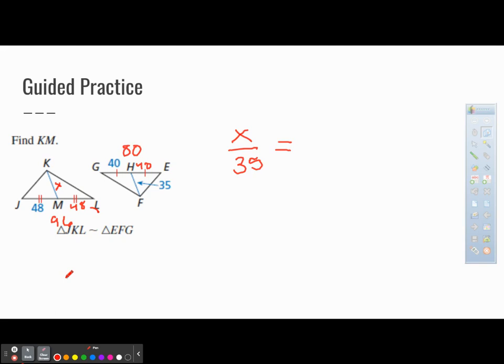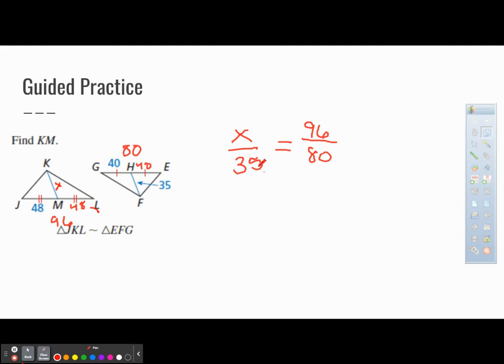Since I compared X and put it on the top, and it's in this triangle, JKL, then I have to put the side on JKL on top also. So I would have to put 96 on top, and 96 would go over 80. You would put it on its corresponding side. JL corresponds to EG. So you have to do its corresponding side.